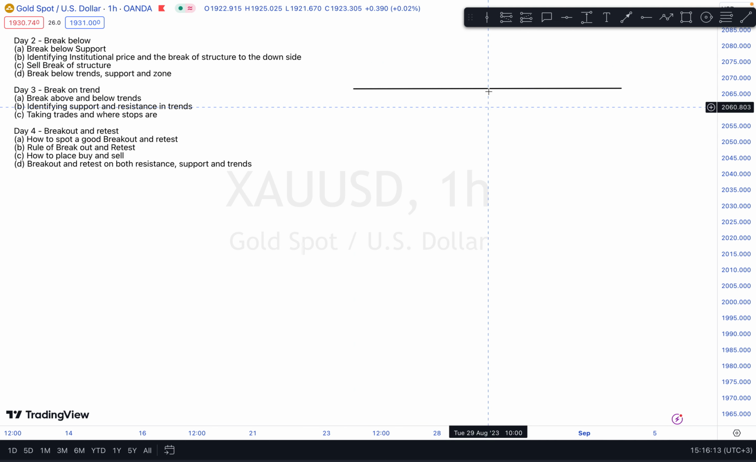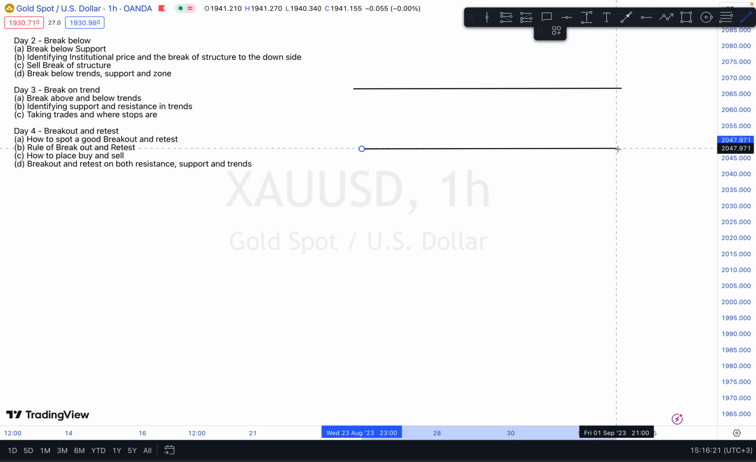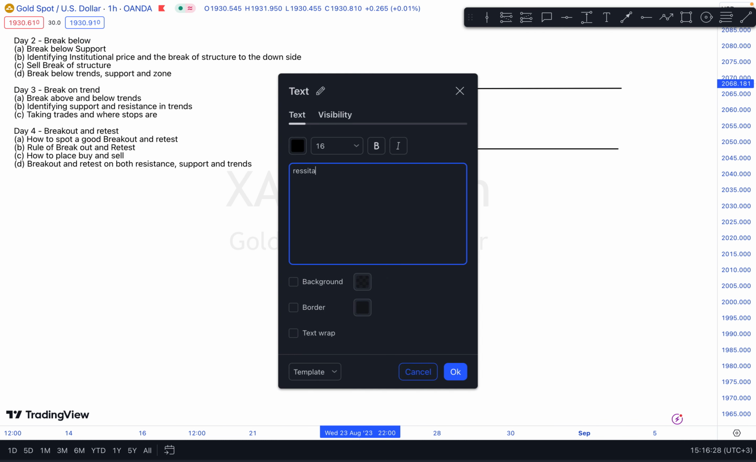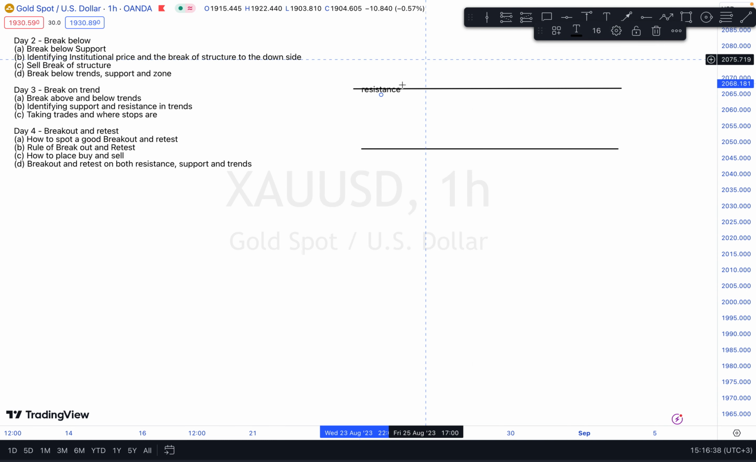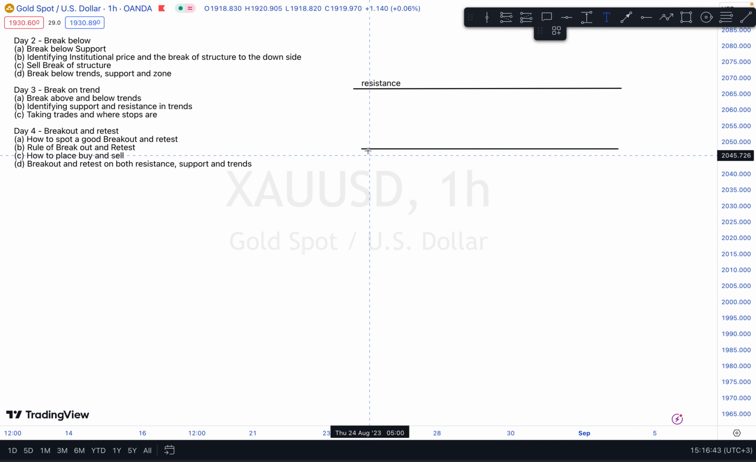You can just be jotting. I think you should be doing that, because as we are doing it, I'll be clearing it. This is for the break below, whereby we have the resistance over here as usual, and then we have the support on the downside. The same principle, buy at support, sell at resistance.